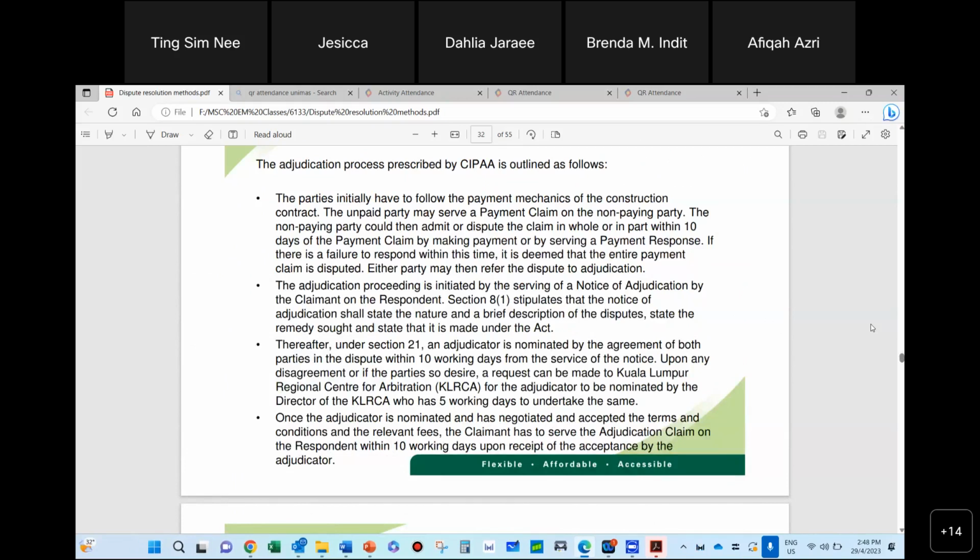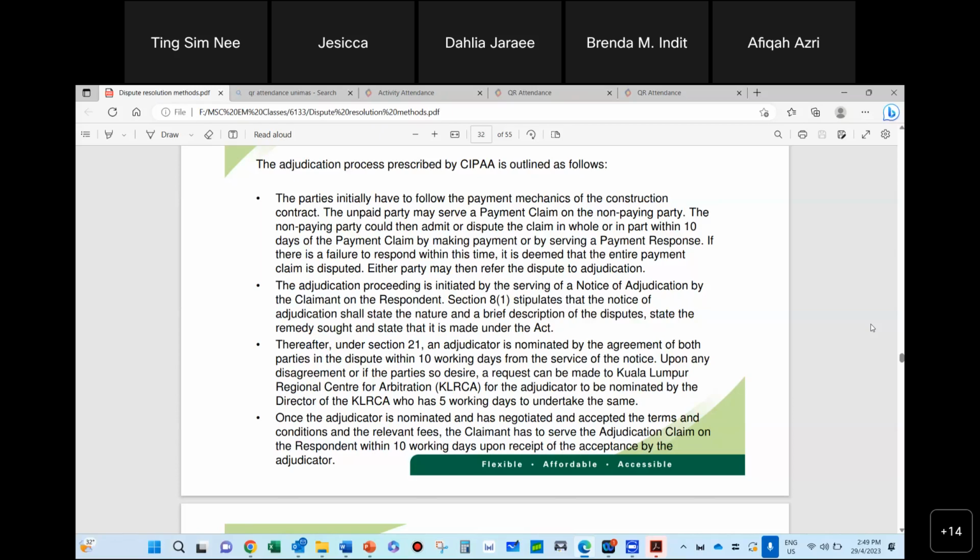So the party initially has to follow the payment mechanism in the contract, and the unpaid party may serve a payment claim to a non-paying party. The non-paying party could admit or dispute the claim in whole or in part within 10 days of the payment claim by serving a payment response. Then if there is a failure to respond in time, or the entire payment claim is disputed, there are procedures for this. So it's actually helping a lot of contractors who are not being paid.